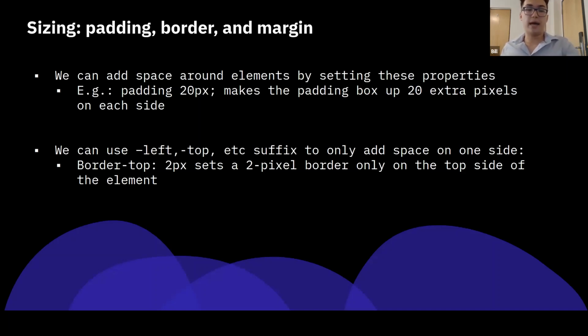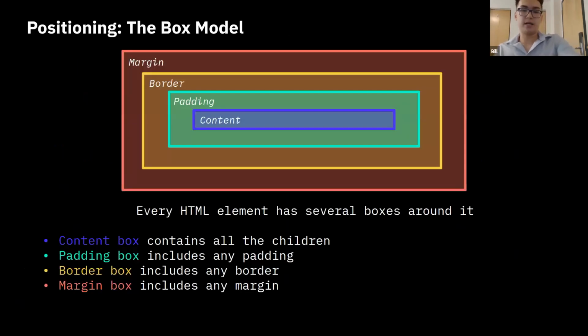So if we were to set padding to 20 pixels, that is going to make the padding box 20 extra pixels on each side. So going back to this box here, if we have the content box, let's say the content box is 20 pixels wide, and we add 20 pixels of padding, there's going to be 20 pixels on the left, 20 pixels on the top, 20 pixels on the right, and 20 pixels on the bottom, because it wraps all the way around the box.